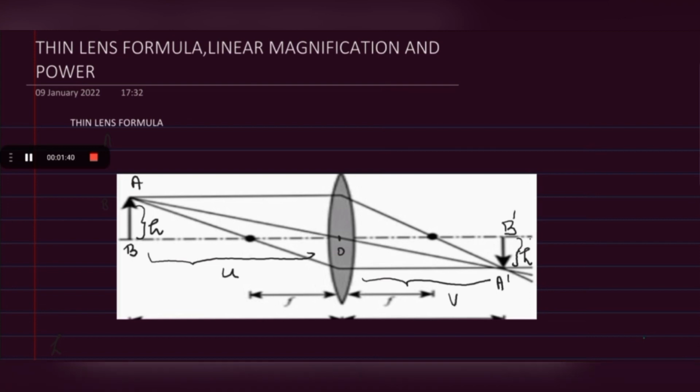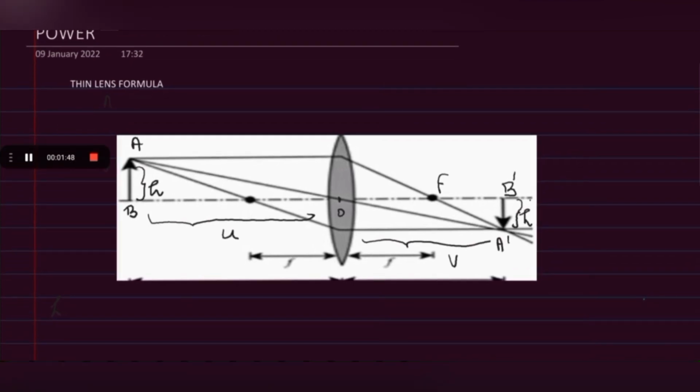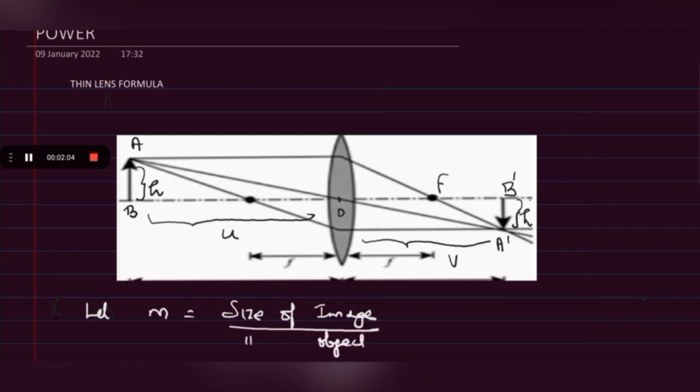Considering these things in mind, let us now talk about the magnification. Let the magnification M be equal to the size of the image divided by the size of the object. That means it is A dash B dash divided by AB, which is nothing but H dash divided by H. This is the formula for magnification.